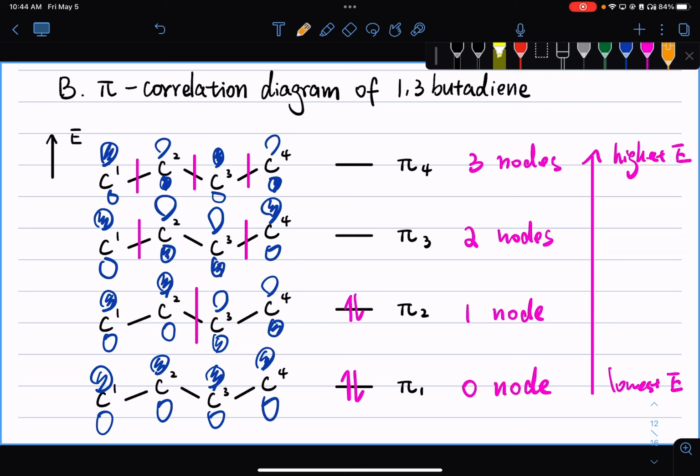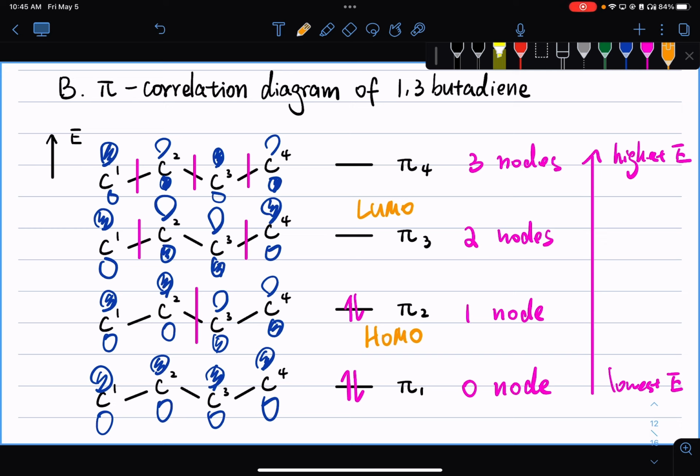The last step, labeling HOMO and LUMO. So in this case, which one is my HOMO? Pi 2, right? So that's the highest occupied molecular orbital. Pi 3 is my LUMO, which is my lowest unoccupied molecular orbital. Okay? All right, I think I have time to finish talking about insights of these conjugated dienes.